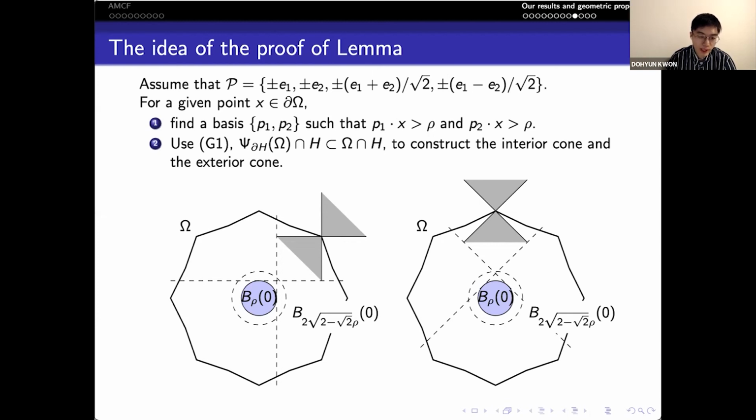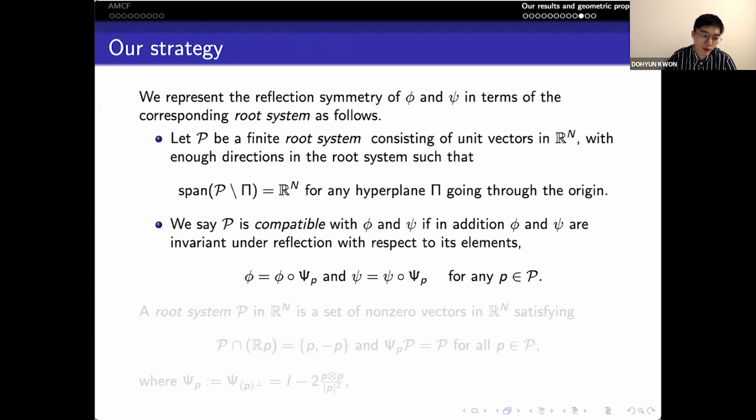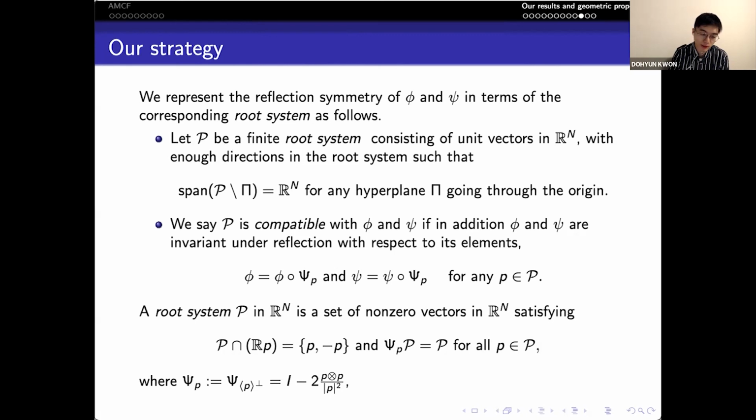So in practice, we need to assume the following assumption. So the set P, in general, is a finite root system and satisfies the following. So we need enough directions in this root system. So under this condition, we can prove the previous argument rigorously. And then we also need to assume the following. So this set is compatible with phi and psi. Okay, so these are details about our setting as well as our proof.